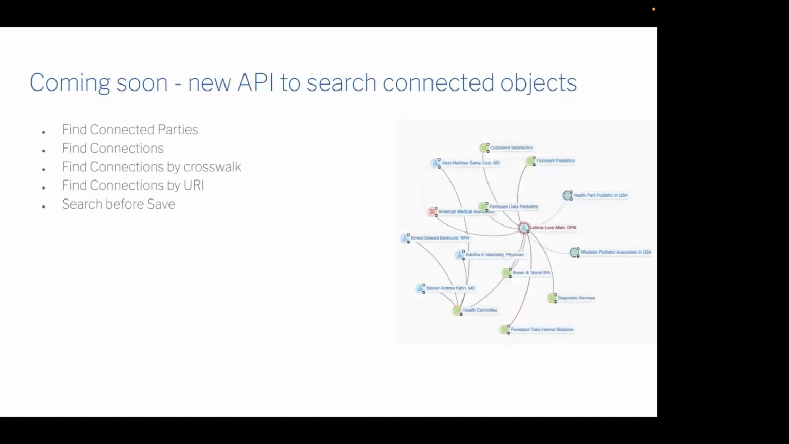So we continue working in the same direction in terms of providing more capabilities of finding connected objects. And the next API we are going to roll out pretty much between now and the summer release 23.2, which is in June. The next, find connected parties.